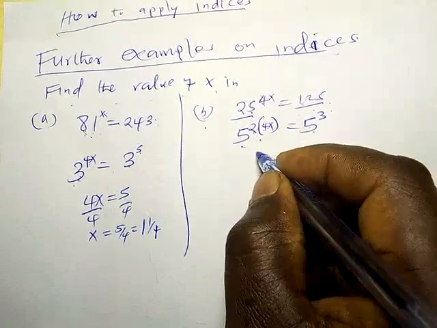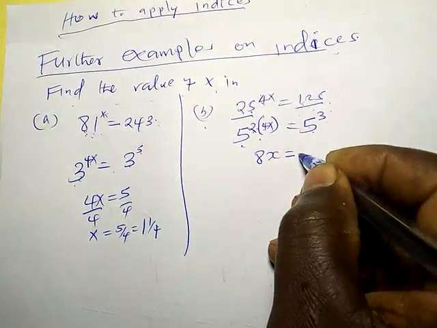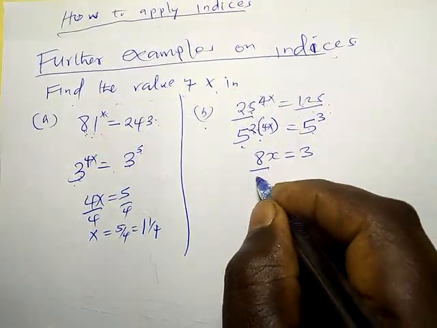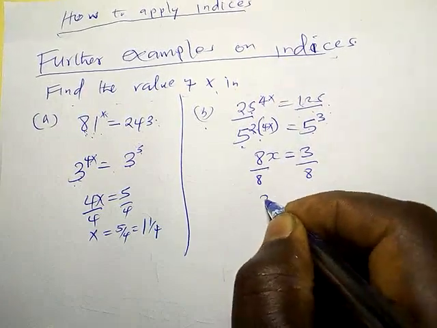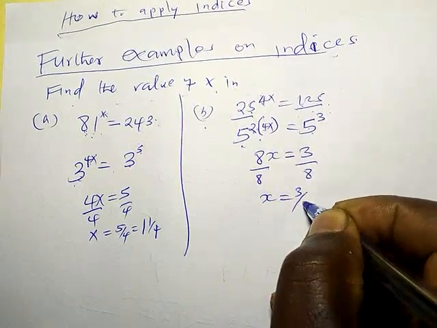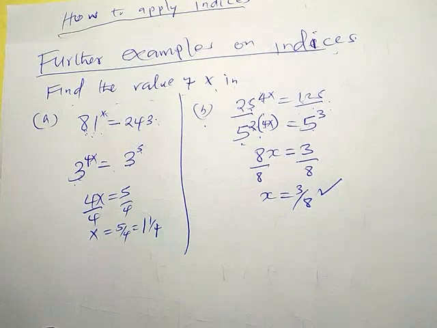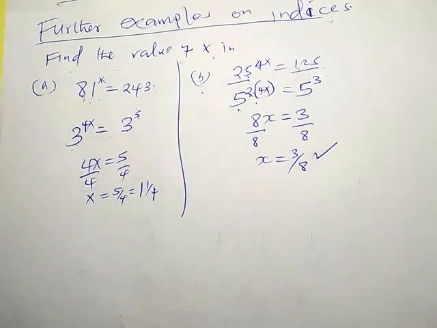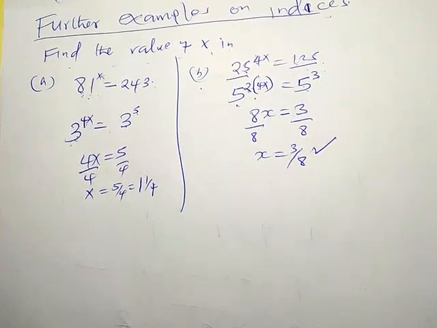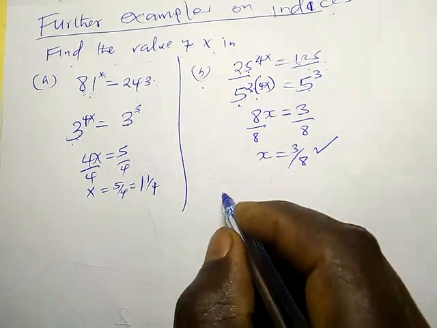So 2 times 4x is 8x, which is equal to 3. Divide by 8, so x equal to 3 over 8. So this is how we apply the indices there. I will give you another example here.